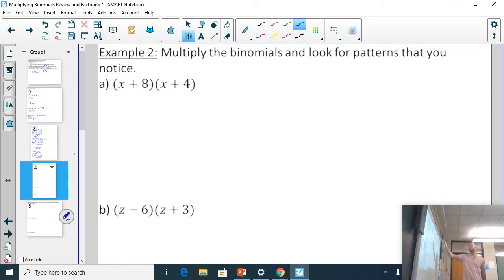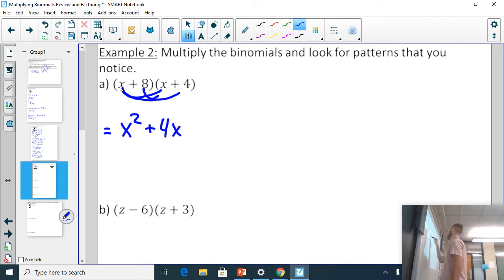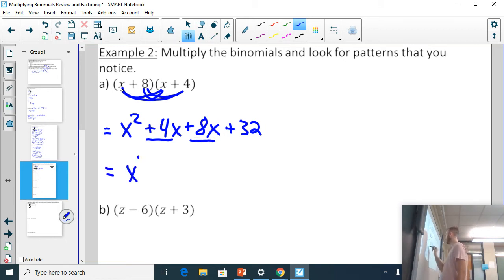All right, so now we're going to multiply these binomials together, and we're going to look for some patterns. So first we're going to get x times x, which is x squared. And then we're going to get x times 4, which is 4x. And 8 times x, which is 8x. And then 8 times 4, which is 32. And now we have like terms we can combine in the middle. So that's going to give us x squared plus 4 plus 8 is 12x plus 32.